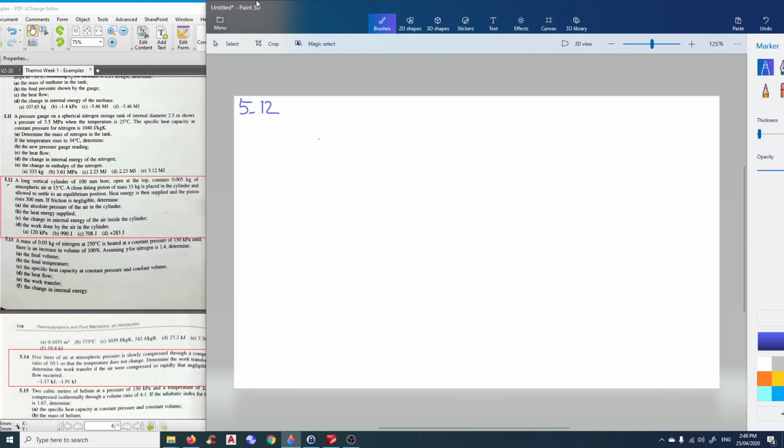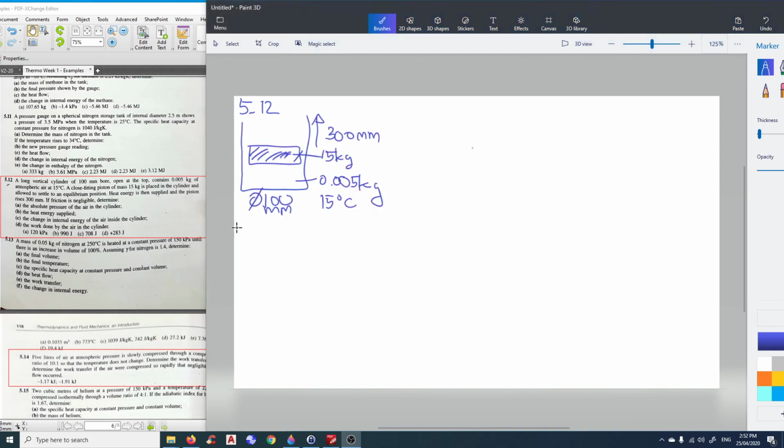So we have a cylinder. So we have a vertical cylinder like that. We have a piston and it contains air here. Now the question is not really straightforward, so just bear with me a second. What happens is when the heat energy is supplied to heat up the air, then the piston rises by 300 mil. The question is also asking to neglect the friction.